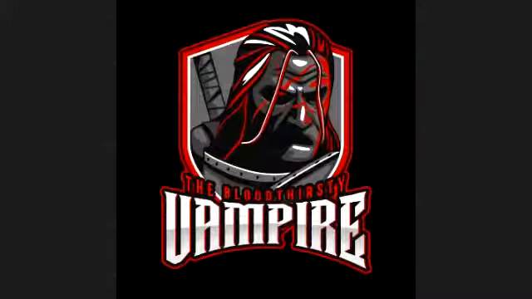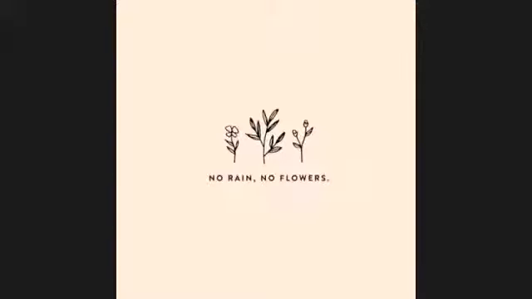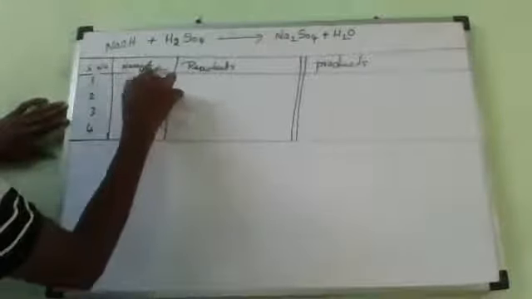All of you, now what are the elements present? Tell me, fast. Na means sodium, oxygen, hydrogen. First go with the reactant side: sodium, oxygen, hydrogen. Here also the same. Here first, 1, 2, 3, 4: sodium, oxygen, hydrogen, and sulfur.